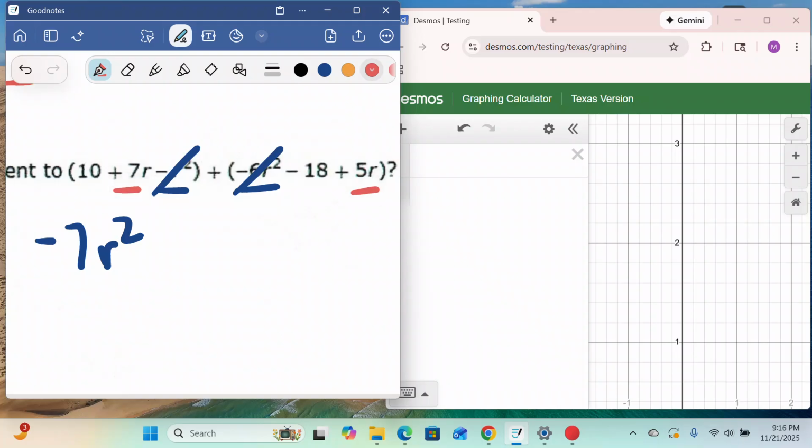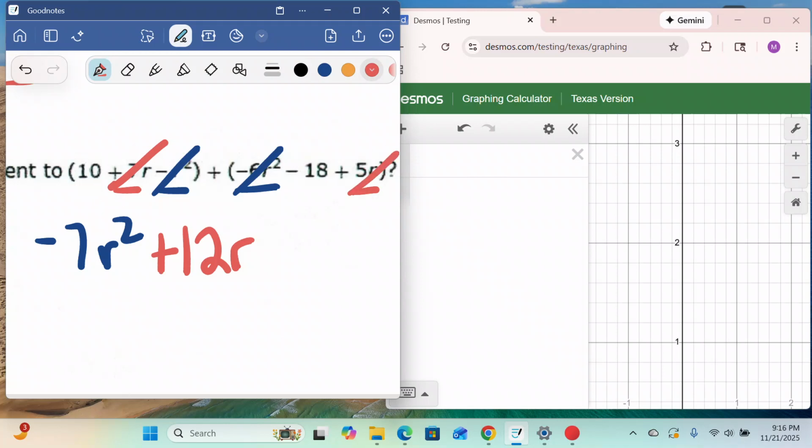What is 5r plus 7r? That gives me 12r, because I have 7 chickens plus 5 chickens. That gives me a total of 12 chickens. 7 chickens plus 5 chickens is 12 chickens. 5 r's plus 7 r's is 12 r's. Remember, r squares and r's are like chickens and sheep. They are different creatures.